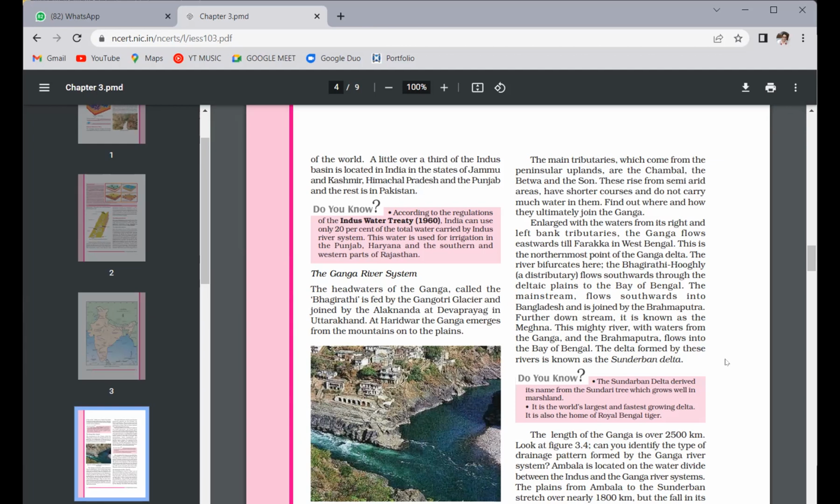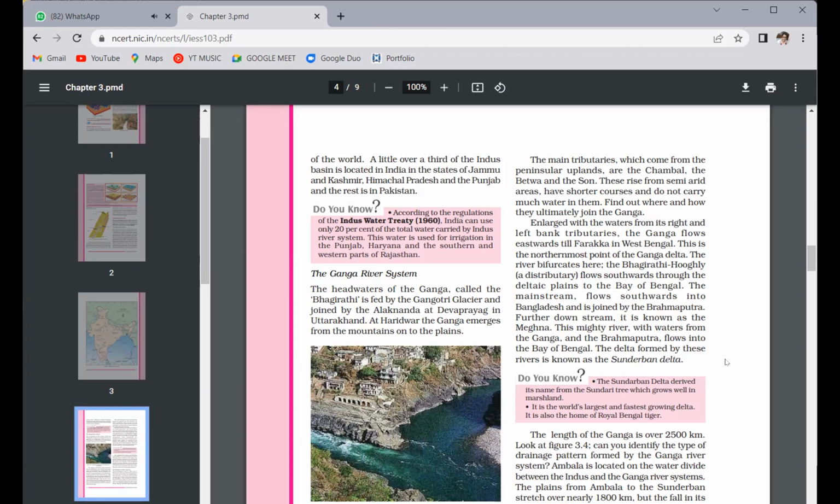Up till here, anything to be explained? No, ma'am. Chalo. Let's carry on. Now see, we'll be reading about the river systems, right? So first we'll be reading about the Himalayan river systems. In that first system, we have read about Indus. Now we'll be reading about the Ganga river system. Okay?